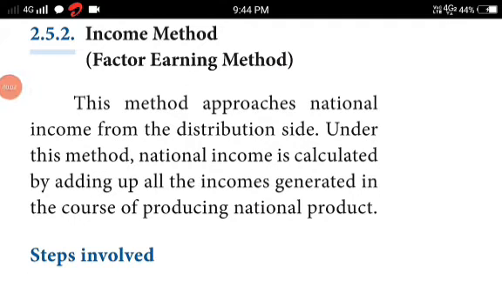Let us see the income method. It is also known as the factor earning method. This method approaches the national income from the distribution side. Under this method, national income is calculated by adding up all the incomes generated in the course of producing the national product. Okay, all the income. So this is the distribution side only we are seeing. Every income we are going to add as national income when they are producing the national product.